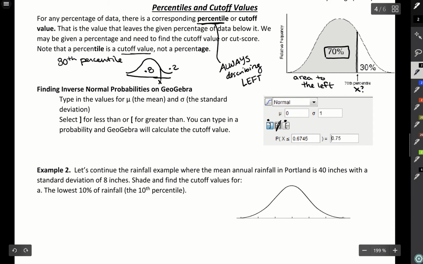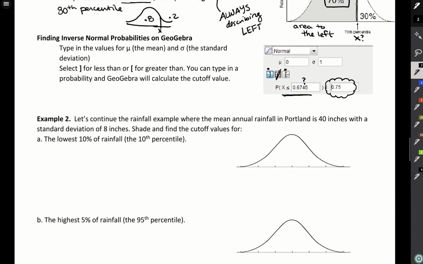And with the previous scenario, where we were editing the probability statement because we knew the value for X, in this scenario we're going to edit the right-hand side of the equation because we're going to know this probability that should be coming out, this area. Then it's going to edit the cutoff value for X within the probability statement in GeoGebra. So let's look at an example with that.